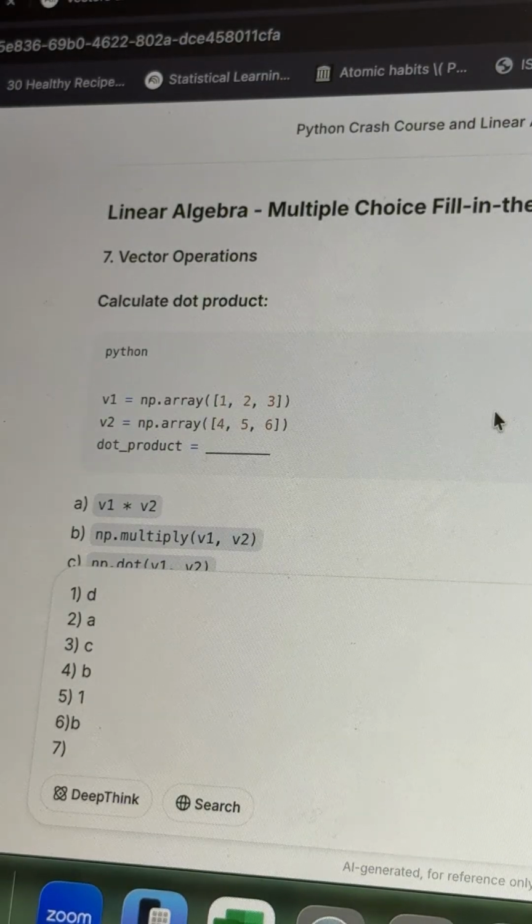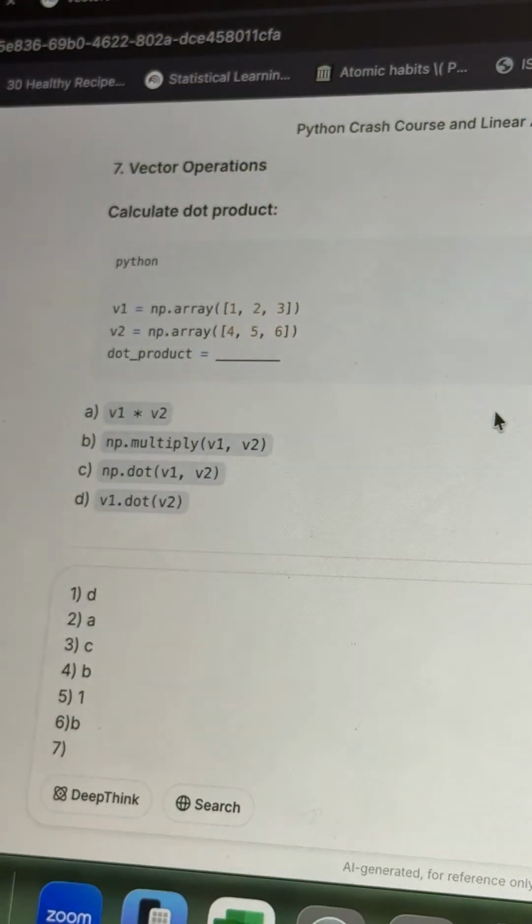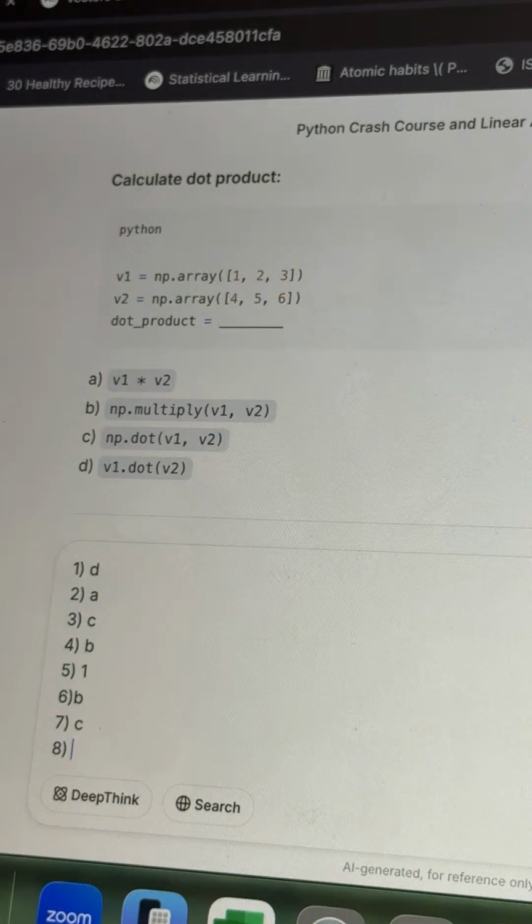Anyways, vector operations. Calculate dot product. So the dot product of the two vectors would be 4 plus 10 plus 18, which would be 28 plus 4, which would be 32. Wait, it didn't say to calculate. Okay, okay. So yeah, I think np.dot right here. That'd be the dot product. Let's see. C. Let me know what you guys think.